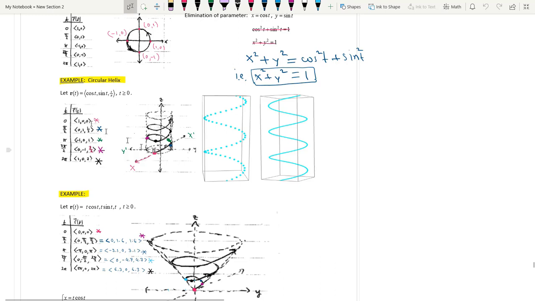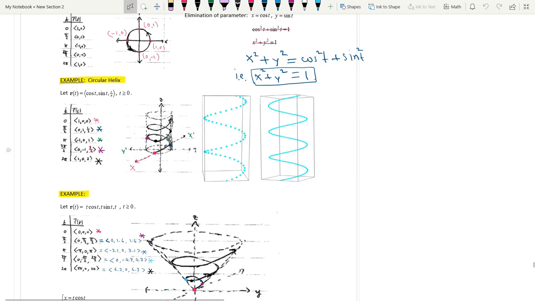The first point (1, 0, 0) will go here. The second point (0, 1, 0.5) will go there. The third point (-1, 0, 1) goes -1 along the x-axis and 0 units along the y-axis, so it's not going anywhere in y, and 1 unit along the positive z-axis. So it will go here. The next point (0, -1, 3 over 2) will be here, and this one (1, 0, 2) will be there.